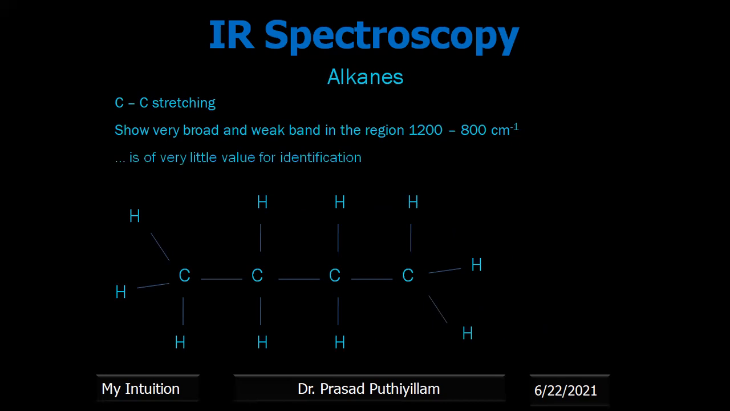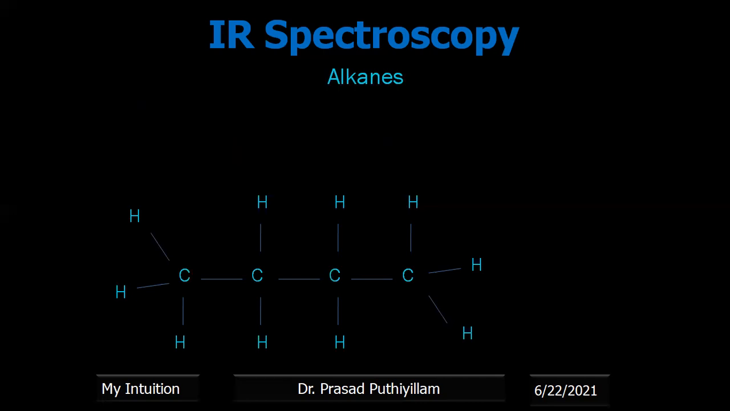But this shows a very broad and weak band. This carbon-carbon stretching absorption is very broad, wide, as well as very weak, with not much intensity of absorption, in the region of around 1200 to 800 centimeter inverse, and has very little diagnostic value. We cannot use this as a tool to identify alkanes or any other compound.